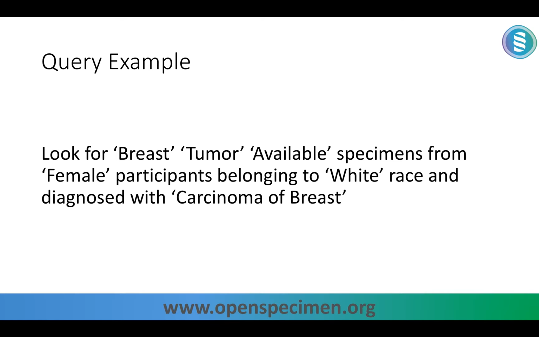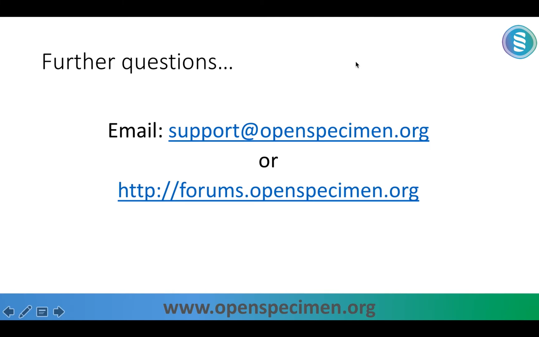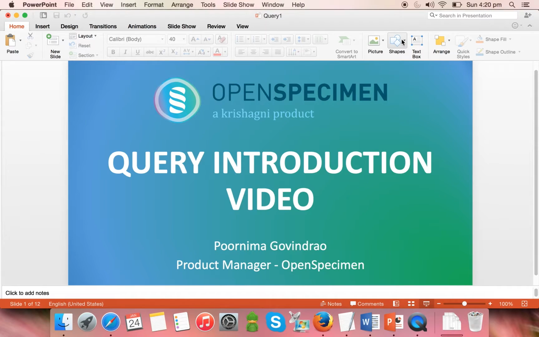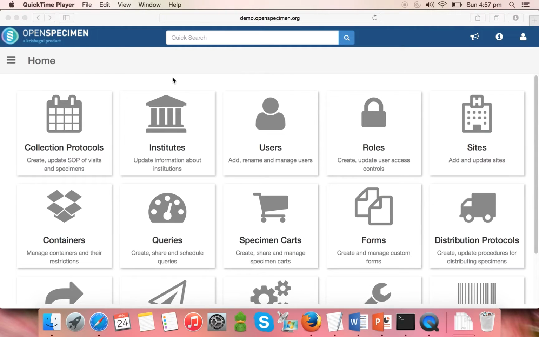So with that, let's look at the query interface. For the sake of the training, let us use this example where we are looking for breast tumor available samples from female patients belonging to white race and diagnosed with carcinoma of breast. We'll be using the public demo site to see the query interface.